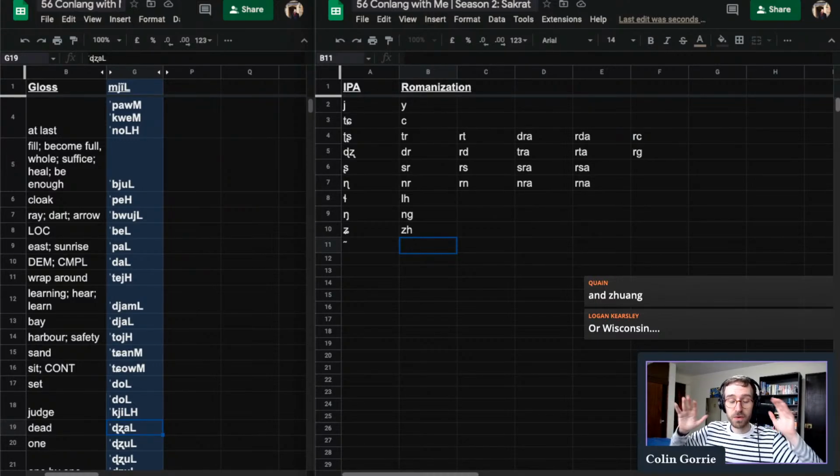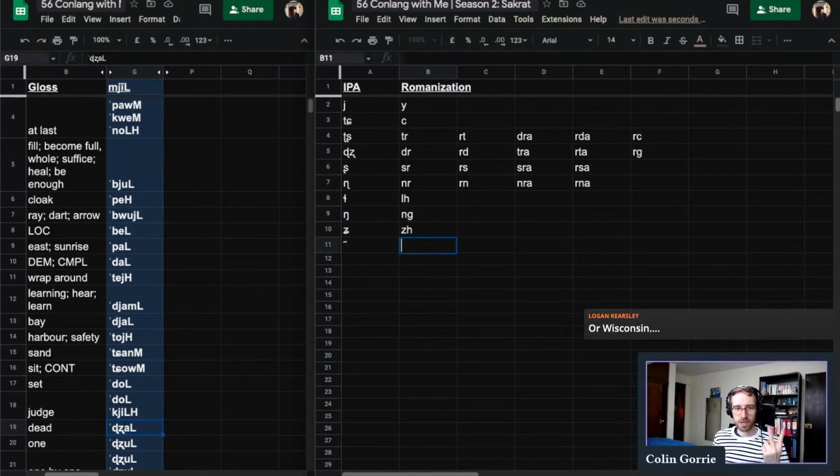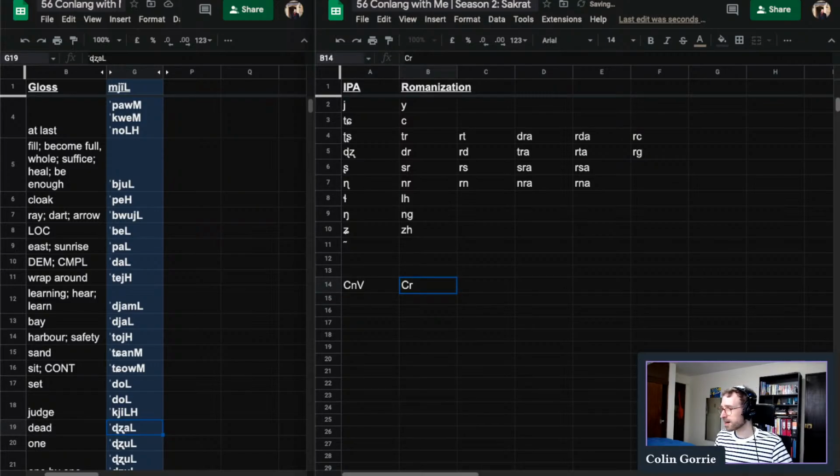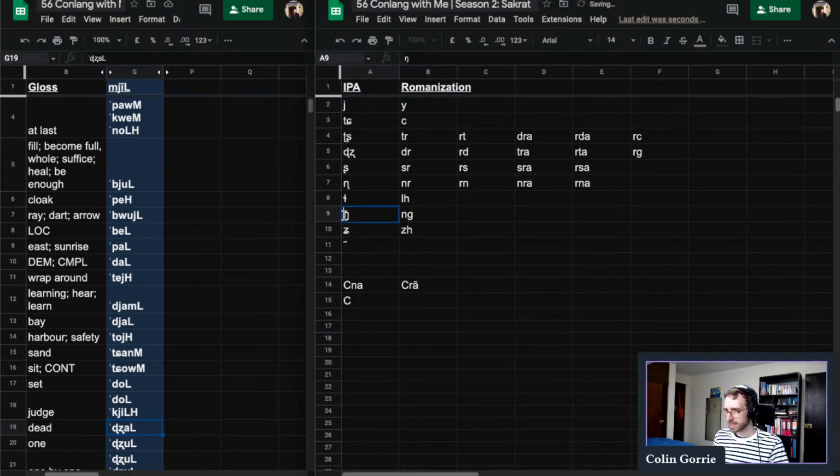Okay, so let's talk about the origin of nasalization in Me. There are two origins. One is through CN clusters. So CNV becomes CR nasalized V. So let's do an example with A. We can say Kna becomes Kna, like Scottish Gaelic. The other source is final velar nasals.